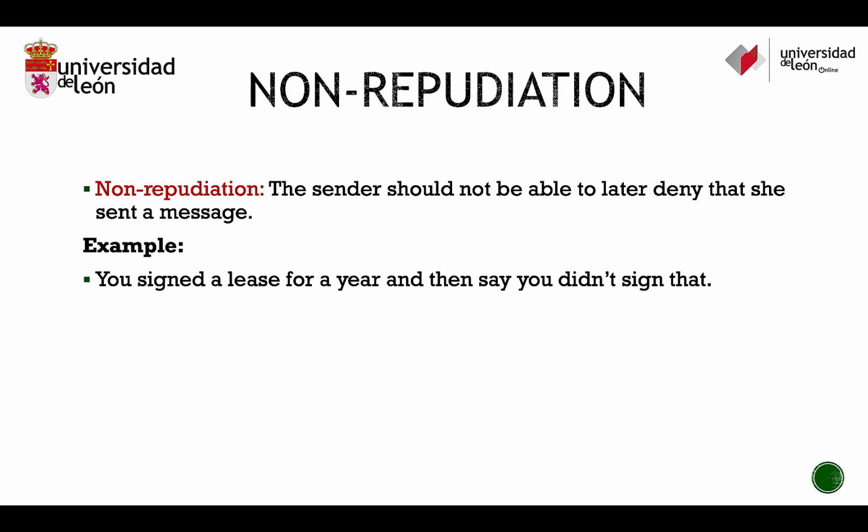With non-repudiation, what we want is to prevent the sender from saying that she has not participated in a protocol or has not sent a message when she did. Imagine, for example, that you sign a lease for a year and then you say that you didn't sign that. So you don't want to keep on being in that property.